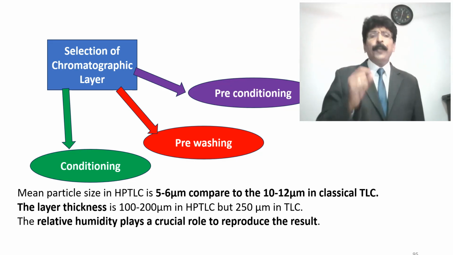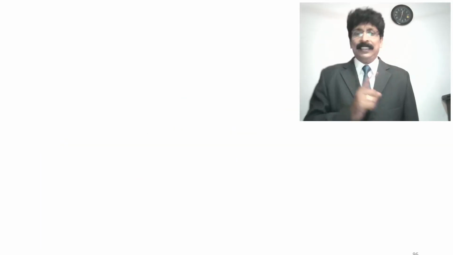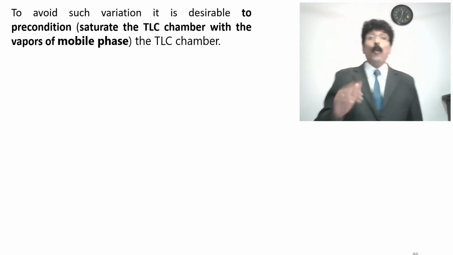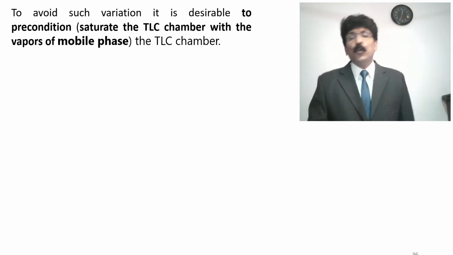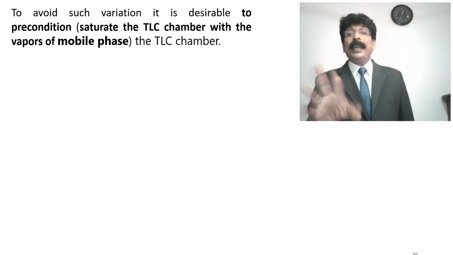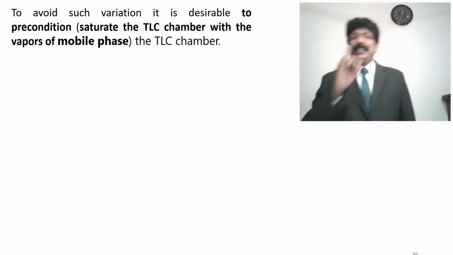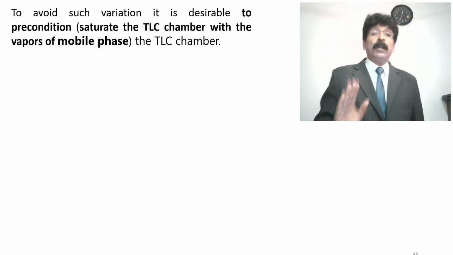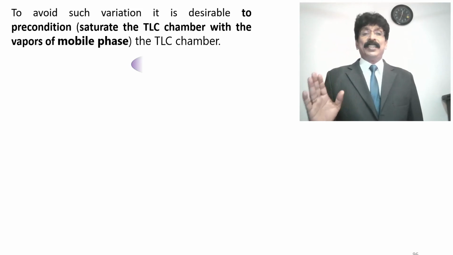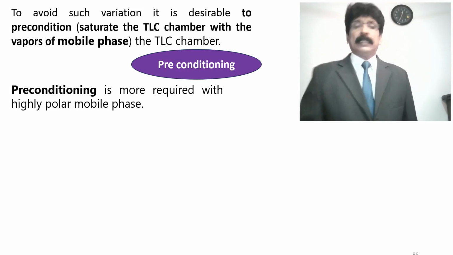The relative humidity plays a critical role in reproducing the result. To avoid such variation, it is desirable to do preconditioning, saturation. This is what I told. Preconditioning: what you are doing is saturating the TLC chamber with the vapor of the mobile phase. That is preconditioning, which we saw and I just told in the last slide.